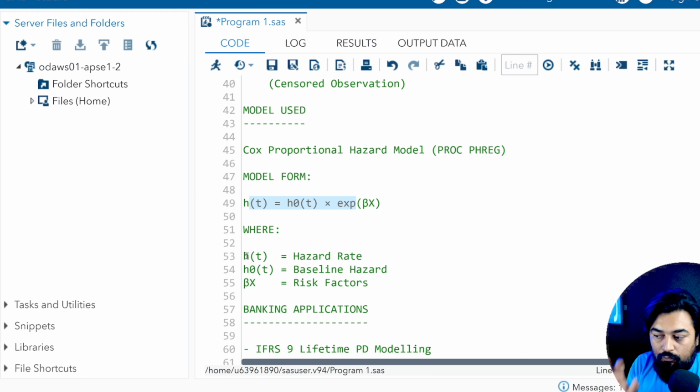Now what are all these terms? The breakup is that h calculates the hazard rate. That is the end goal at the end of this whole SAS code: we need to calculate the hazard rate of each customer. Then this is the baseline hazard which will be set, and then the risk factors involved when the customer is in the books. So this is about the equation.